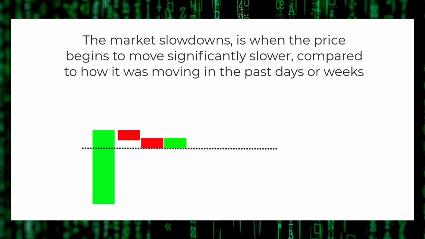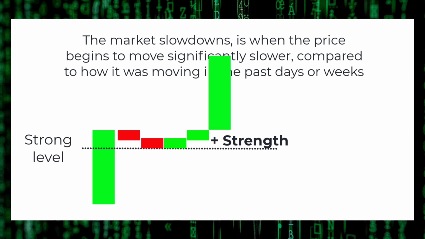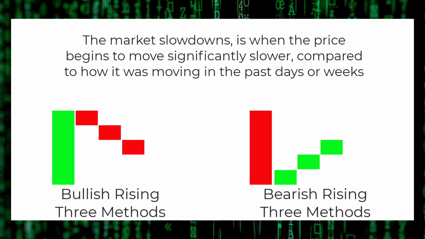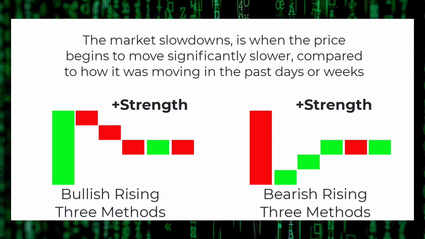Third, a slowdown after a breakout from a strong level increases the probability of success for the breakout, so the price is more likely to carry on with the direction of the breakout. So, in case of the bullish and bearish rising 3 methods, if the market slows down after the first candle, and prints more than 3 candles as a result, this will add strength to the pattern and increase the probability of success.